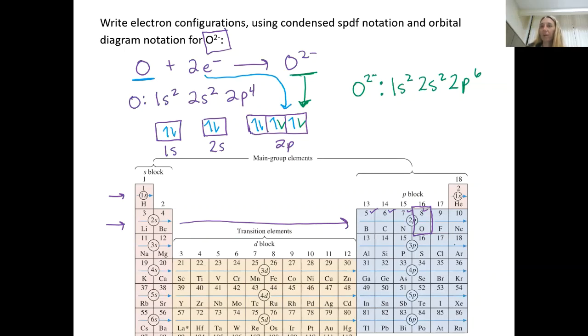So question, can I just put in neon? Yeah, so if I have O2 minus, it's isoelectronic or has the same electron configuration as neon. So that's another way. I start with my oxygen, I add 2 electrons, and I get to neon. Yep, so either of those is correct. Any other questions?